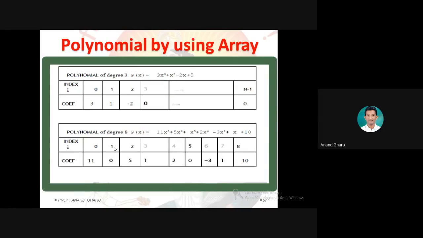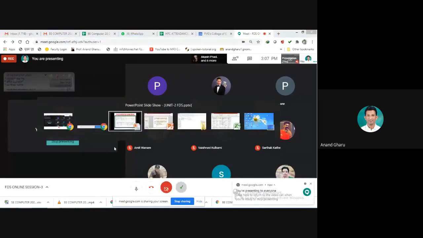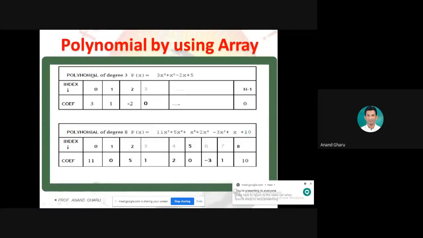Here you can see two examples of polynomials using arrays. The polynomial is given: 3x cube plus x square minus 2x plus 5. Now here you can see, what is the exponent for 5? 0. What is the exponent for 2x? 1. What is the exponent for x? 2. What is the exponent for 3x? That is 3.